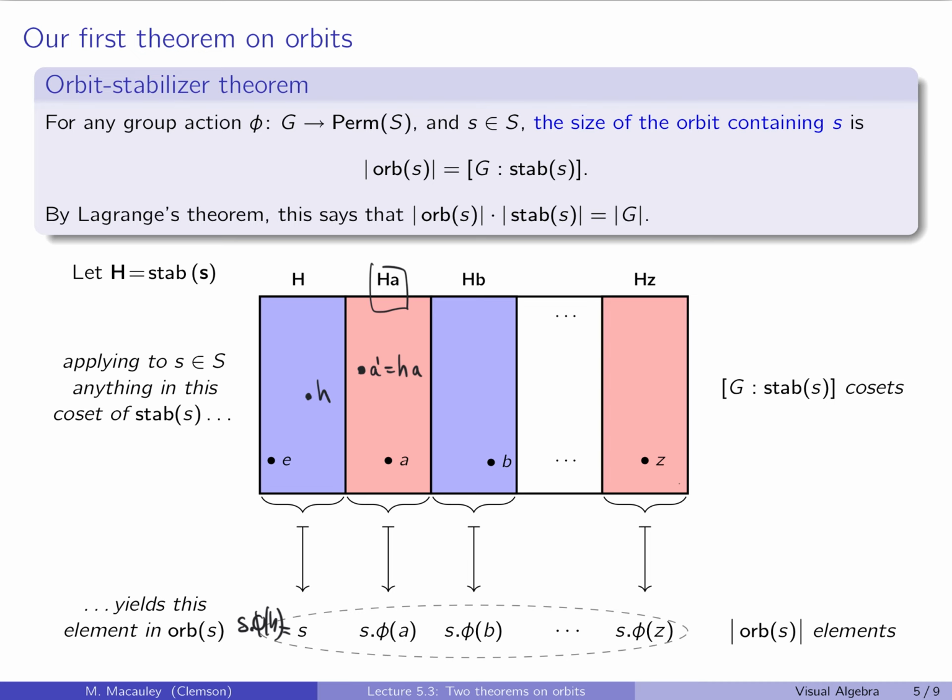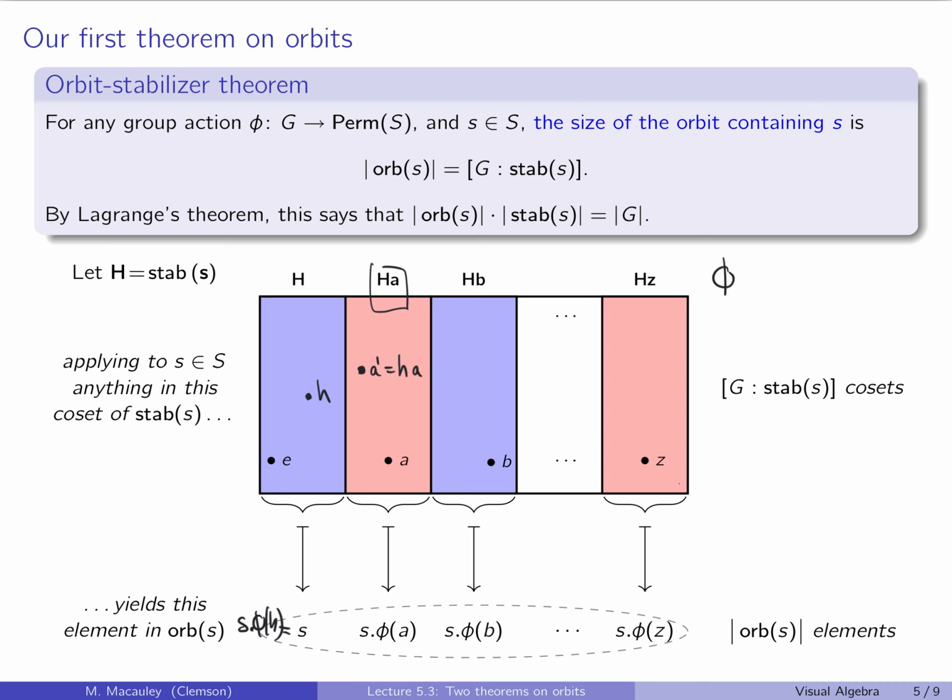Okay, so going back here, how many cosets do we have? That by definition is the index of the stabilizer. And how many destinations do we have? That by definition is the size of the orbit. So the proof of the orbit stabilizer theorem really is to just construct this map from a coset to a destination. You can see how it's going to be.